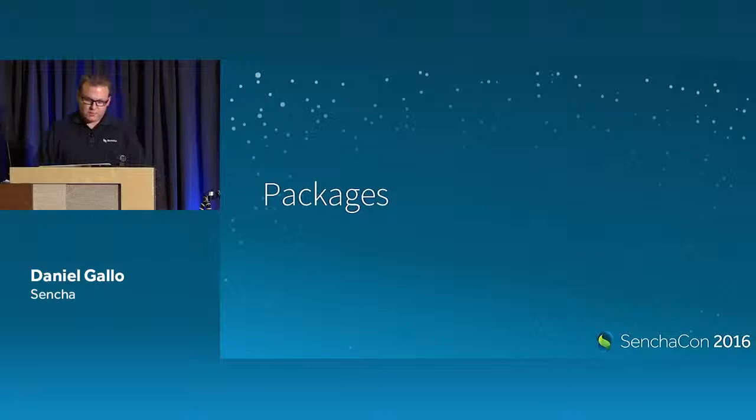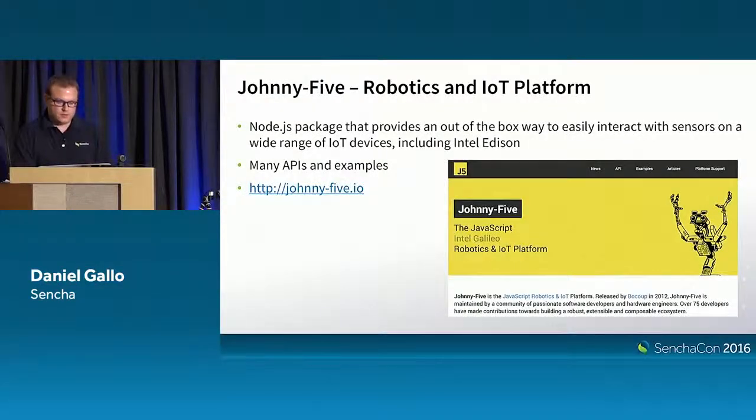And lastly, let's talk about some packages. So the application I'm going to demonstrate today is making use of Johnny-Five. This is an incredible package that lets you interact with a variety of sensors on a wide range of different IoT devices, including the Intel Edison that I have up here today. So just go to johnny-five.io. There's many examples and lots of APIs on there that you can look at.